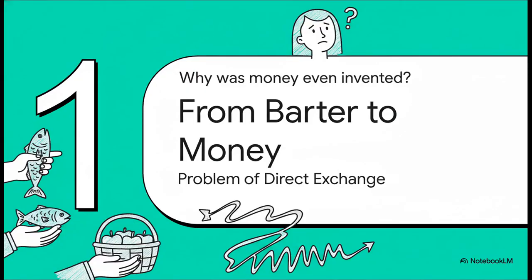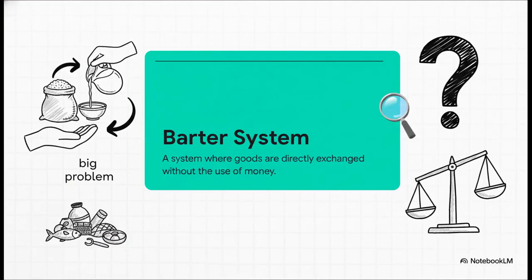To understand money, we first have to imagine a world without it. Why did human beings need money in the first place? A long time ago, before there were any coins or notes, people used something called the barter system. This simply means goods were exchanged directly for other goods. For example, a farmer might exchange some of his wheat for a potter's pots.